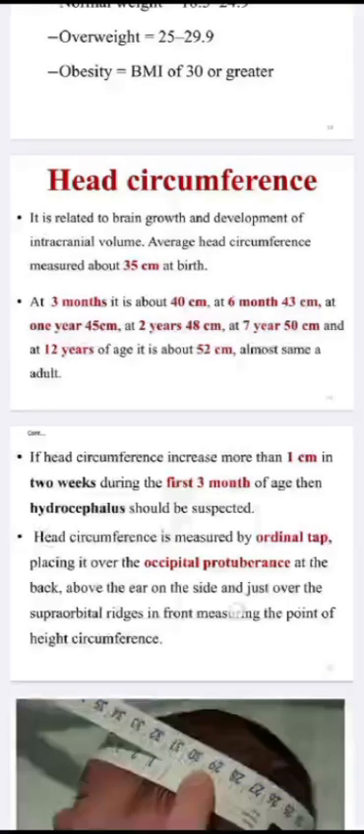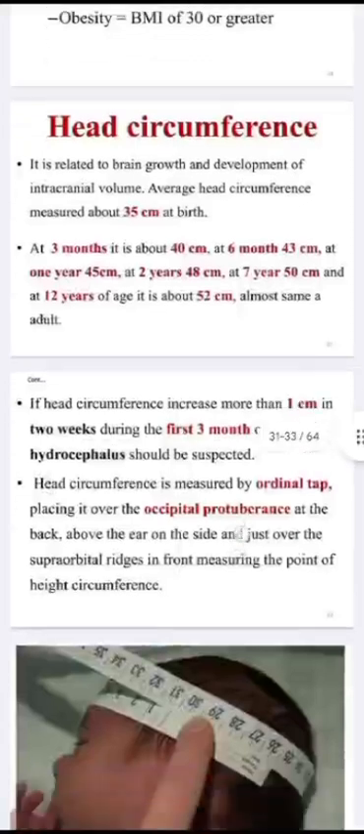Head circumference is measured about 35 centimeter at birth. At 3 months, it is about 40 centimeter. At 6 months, 43 centimeter. At 1 year of age, 45, at 2 years, 48 centimeter, at 7 years, 50 centimeter, and at 12 years of age, it is about 52 centimeter, almost same as adult.